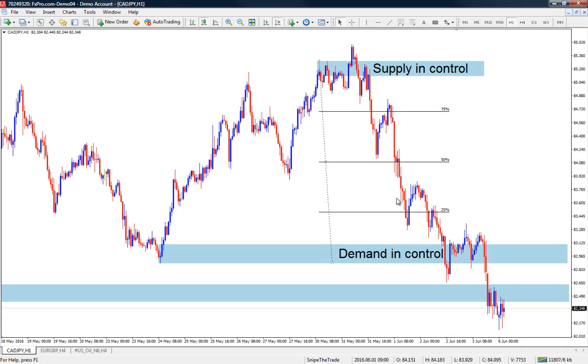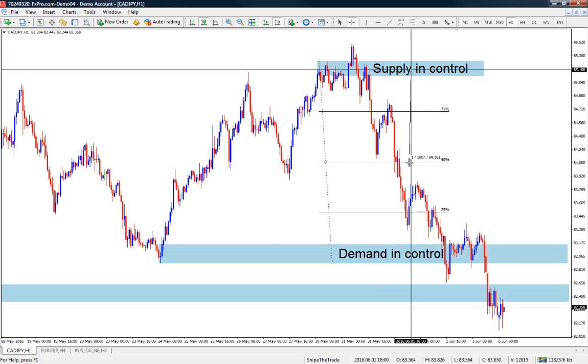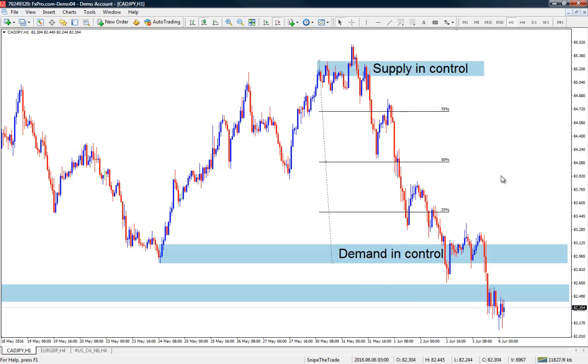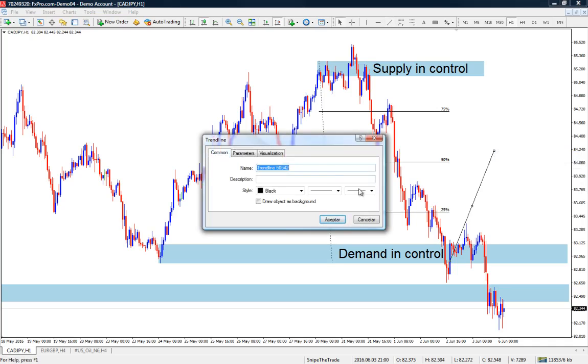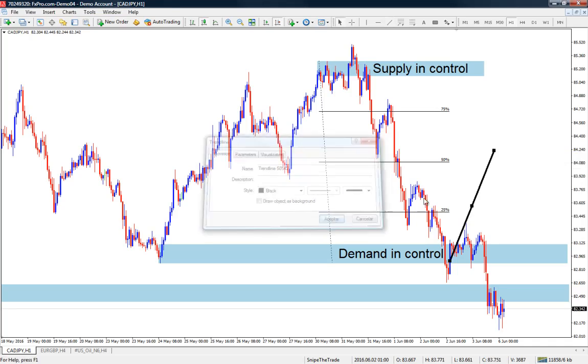Now, if price comes below the 25%, this means that we have dropped 75% from the area of supply to the area of demand, and in this case we have dropped 168 pips. Now if price is below the 25%, we are no longer looking for shorts. Why? Because we want to know what reaction we are going to have to this demand. And if price actually goes and breaks above, then we would have a demand in control, right?